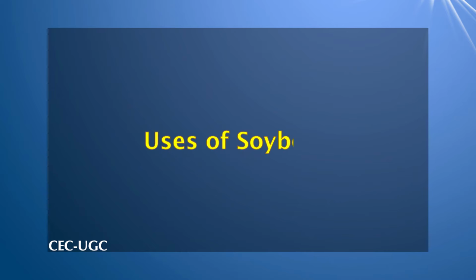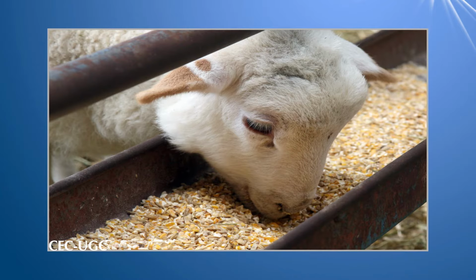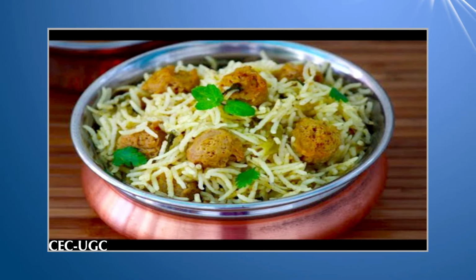Now let us know some uses of soybean. Soybeans are often called the miracle crop. They are the world's foremost provider of vegetable protein and oil. From animal feed to fuel, the soybean has become an integral part of everyday life. The best known and most widely used products from soybeans are soybean oil and soybean meal. Soybean oil is the most widely used edible oil in the world, and soybean meal is the leading protein and energy source for animal feeds.